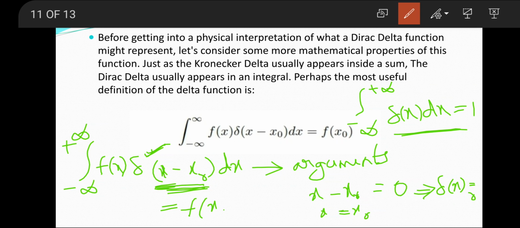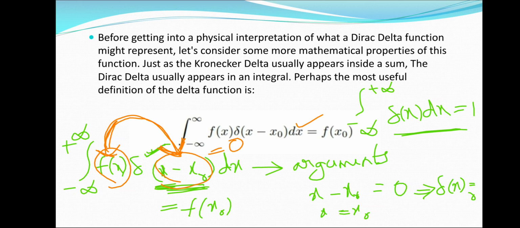f of x naught. In other words, the function f of x we applied here always depends on this Dirac delta function delta of x, and for the delta function to contribute, its argument should be equal to 0, which means x equals x naught. Therefore the integral becomes f of x naught. So this is one of the properties of the Dirac delta function.